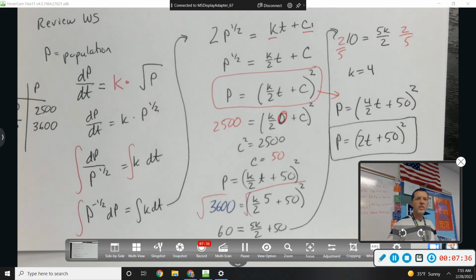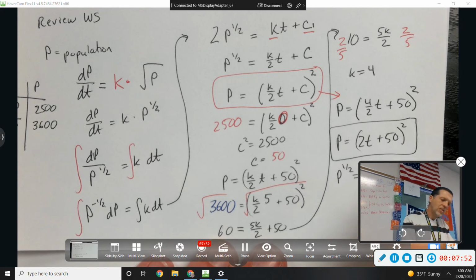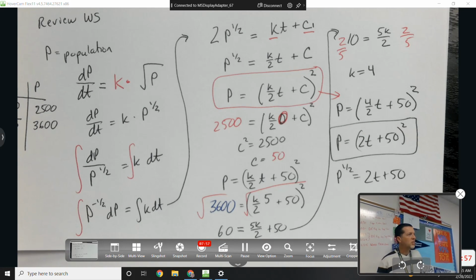There we go. Why is the answer on the thing like that? So yes, I kind of don't like the answer. The answer on the bottom is P to the 1/2 equals 2t plus 50, which is the same thing as we have, but it just feels like solving for P would make more sense. But that wouldn't be wrong. It would not be wrong, because it doesn't really specify. It doesn't say solve for P.